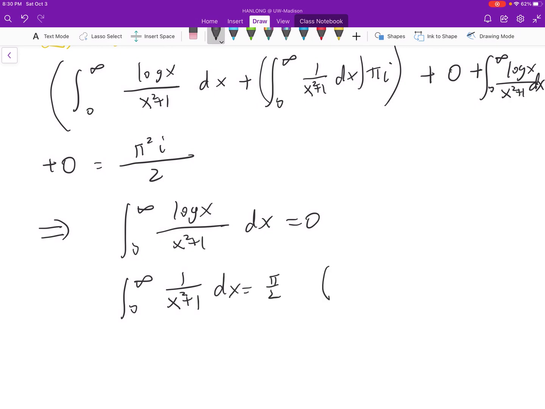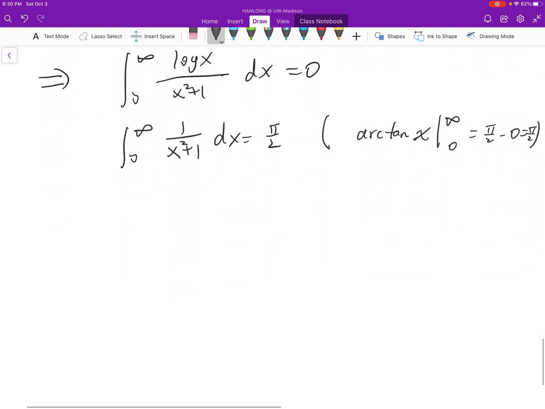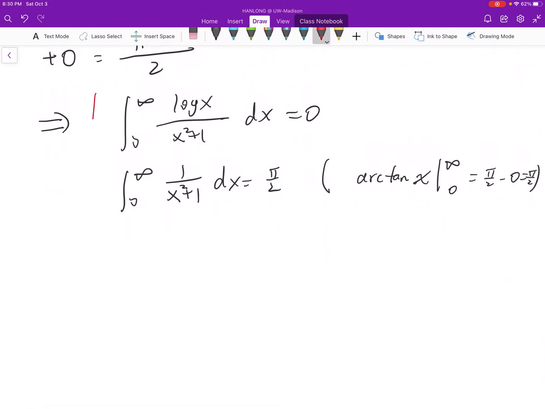is trivial because we have the antiderivative of 1 over x squared plus 1, that's arctangent x. So when you plug in infinity and 0, it's pi over 2 minus 0, which is pi over 2. So the byproduct is true, but for our purpose, we are done. We get the answer.